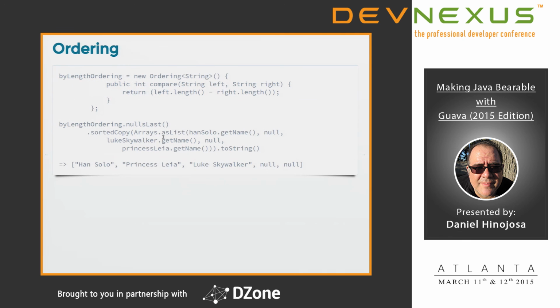All right. So here's ordering again. Here's the by length ordering. If I want to, I could take this ordering and say, shove all the nulls to the end, and I want a sorted copy of this. Okay? So quick and easy ordering with it.